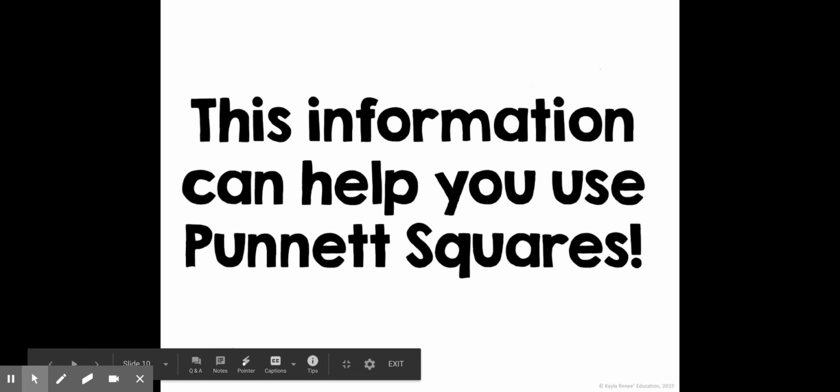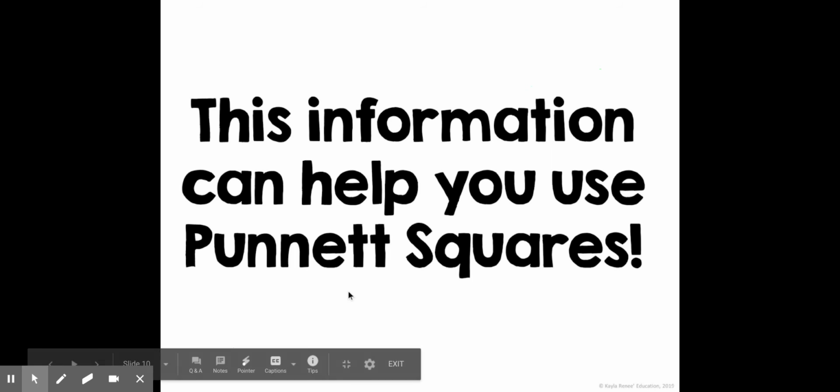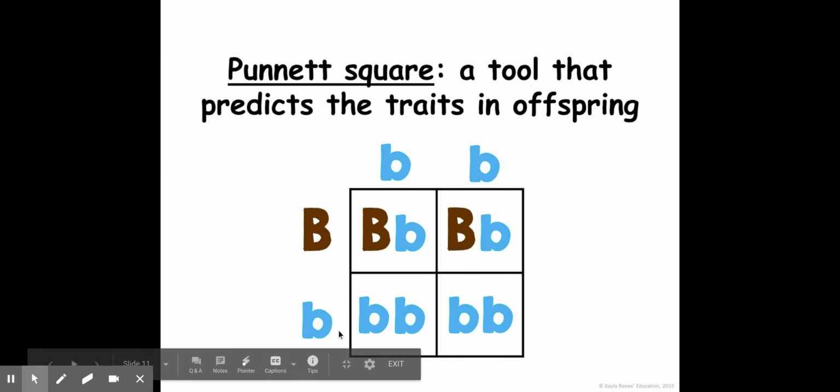So we can use this information to help us use Punnett squares. Punnett squares are something that geneticists have created to help us predict what offspring traits can be. So this is what a Punnett square looks like. It's a tool to predict the traits in an offspring.